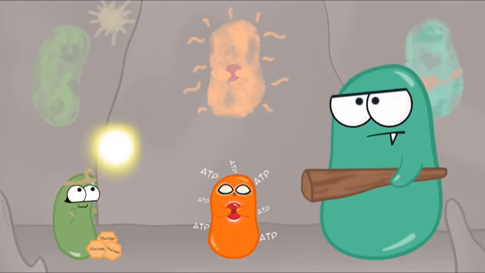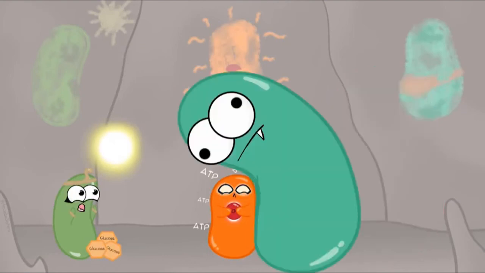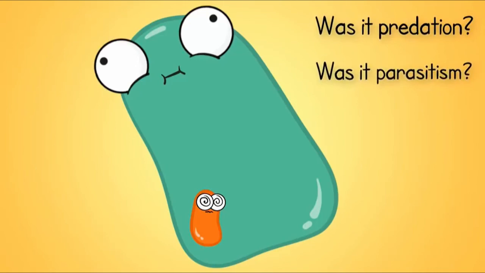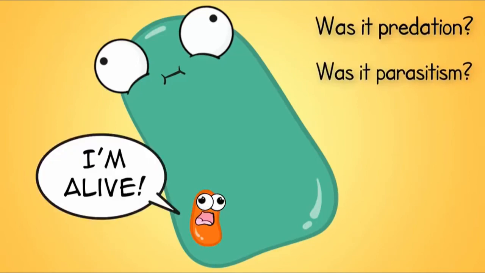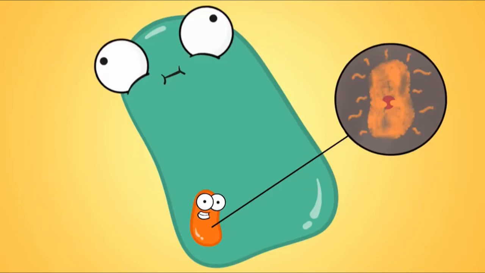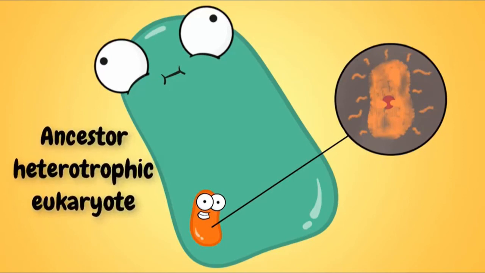The endosymbiotic theory is that some of these large prokaryote cells engulfed some of these small bacteria. But instead of those small bacteria getting digested, some of them remained intact within the large prokaryote, and they actually began to live as symbionts. That means they lived together. And for some of these cases, the larger prokaryote had engulfed the small bacteria that used oxygen to produce energy. This is believed to be the ancestor heterotroph eukaryote cell.